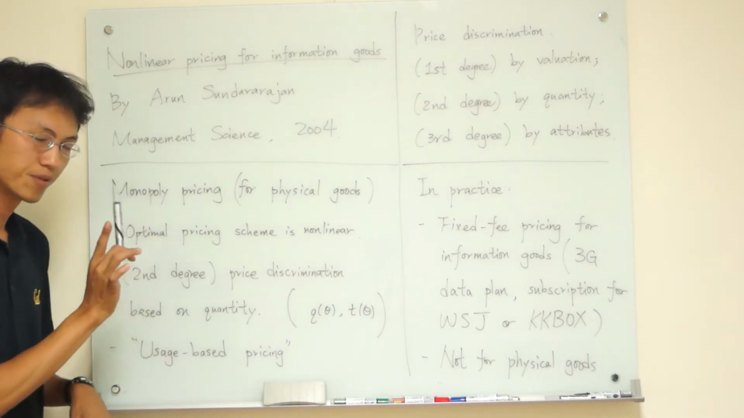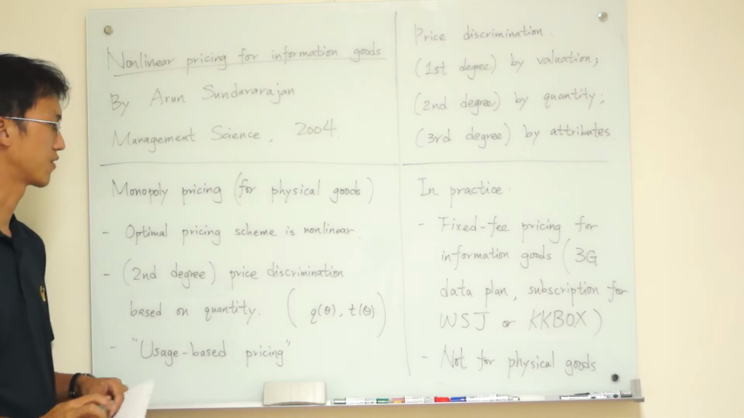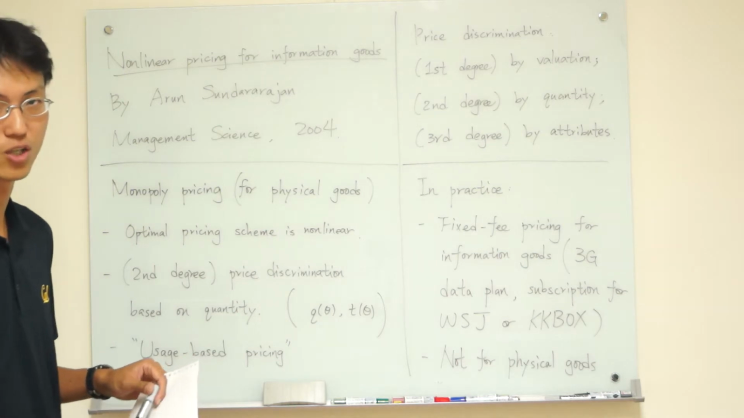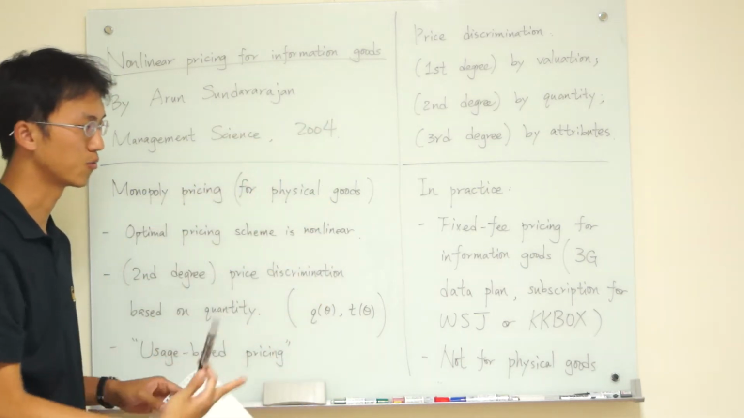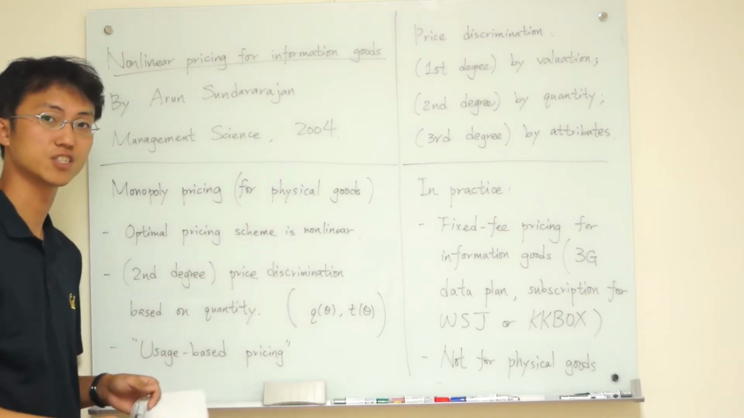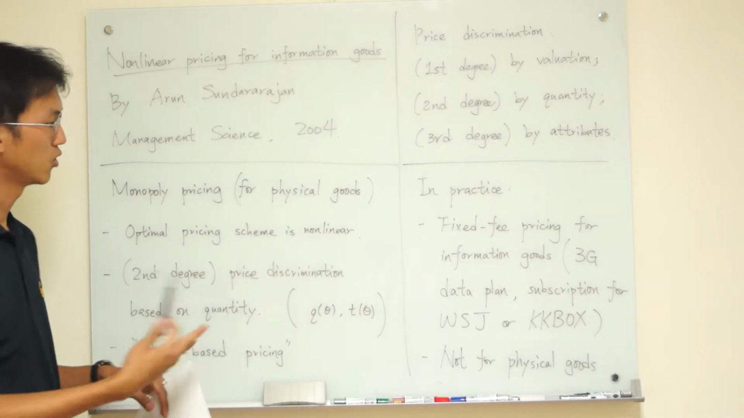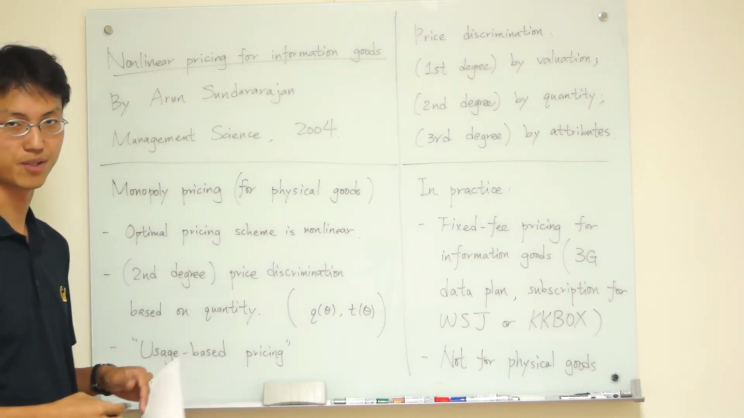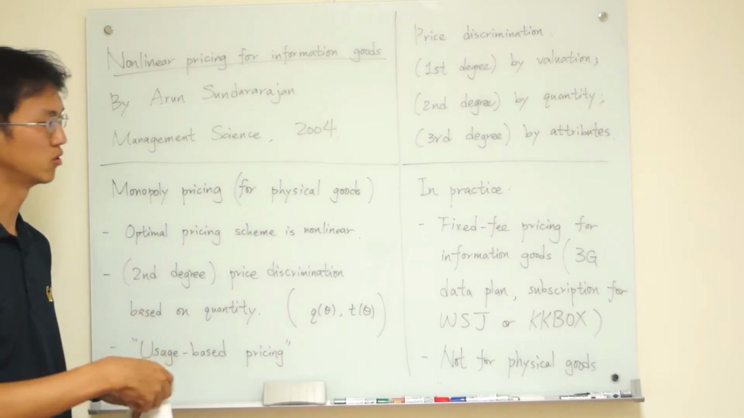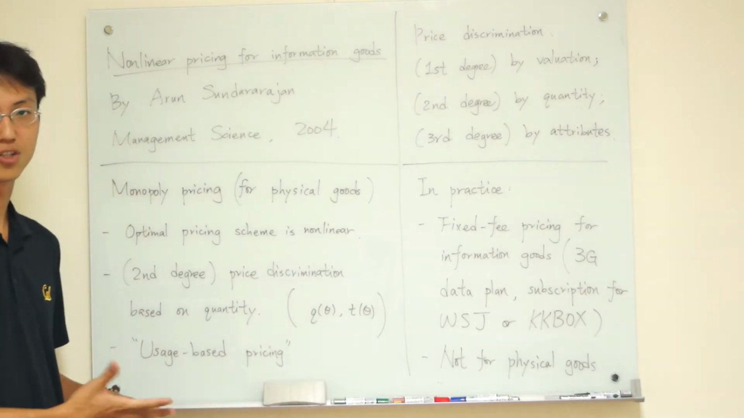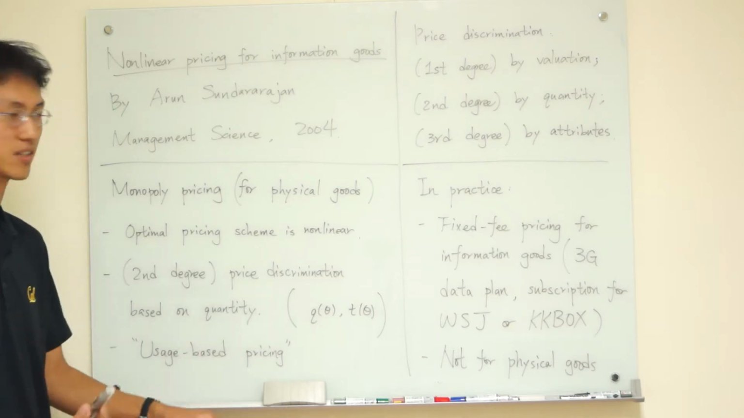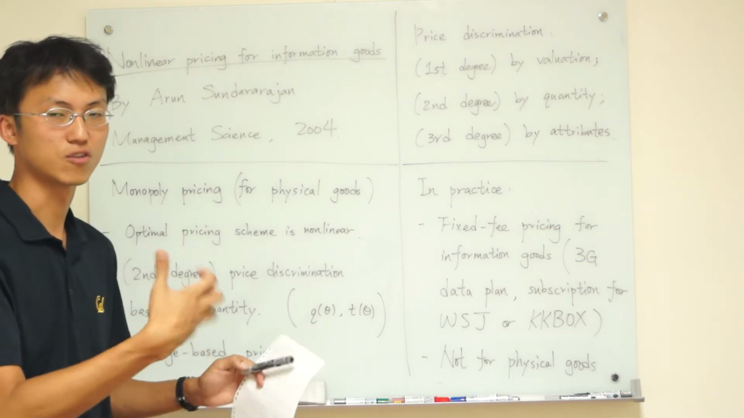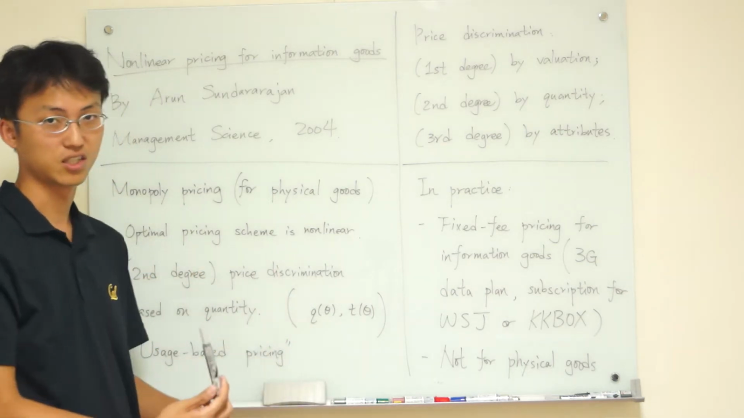Okay, so before everything, let's review what we have done for monopoly pricing, or actually for physical goods, because today we want to talk about information goods. One thing we know is that we are able to find the optimal pricing plan in a monopoly pricing case, right? We have the optimal QT pair. Q for quantity, T for transfers or prices. With that, we are able to write down prices as a function of quantity, right?